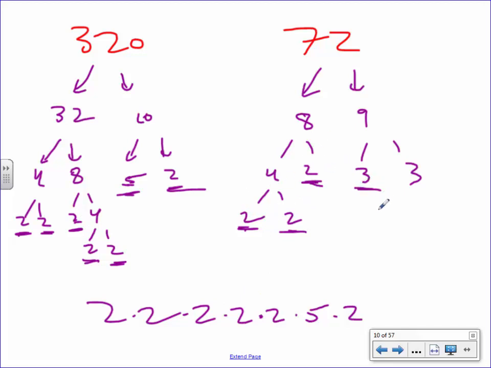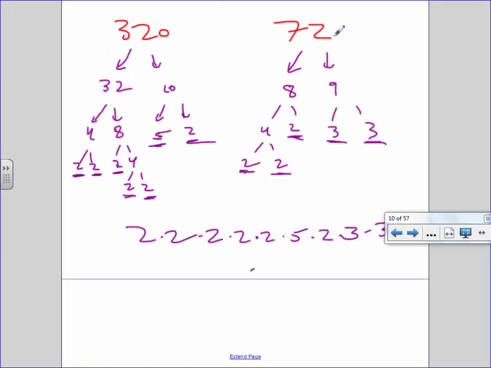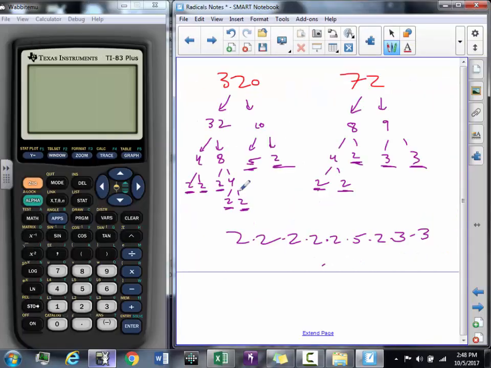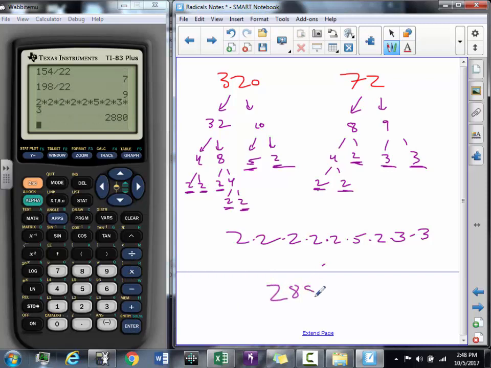So then I need a 3 because this guy didn't have a 3. And I need another 3 because that guy didn't have a 3. So whatever this is, it's the lowest common multiple between 320 and 72. So 2 times 2 times 2 times 2 times 2 times 5 times 2 times 3 times 3. I got this. Anybody else get 2880? Yeah.